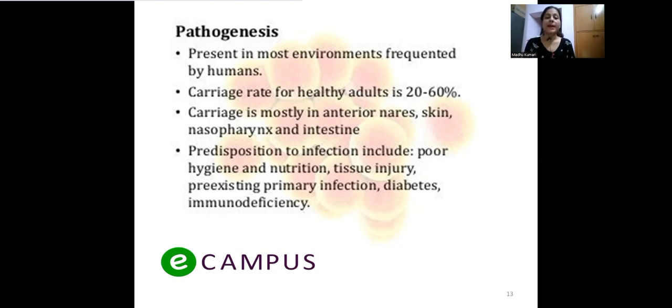So this pathogen is present in most environments frequented by humans, and it is carried by 20 to 60% of human adults. Carriage is mostly in the anterior nares, skin, nasopharynx, and intestine. Predisposition to infection includes poor hygiene and nutrition, tissue injury, pre-existing primary infection, diabetes, and immunodeficiency, right?